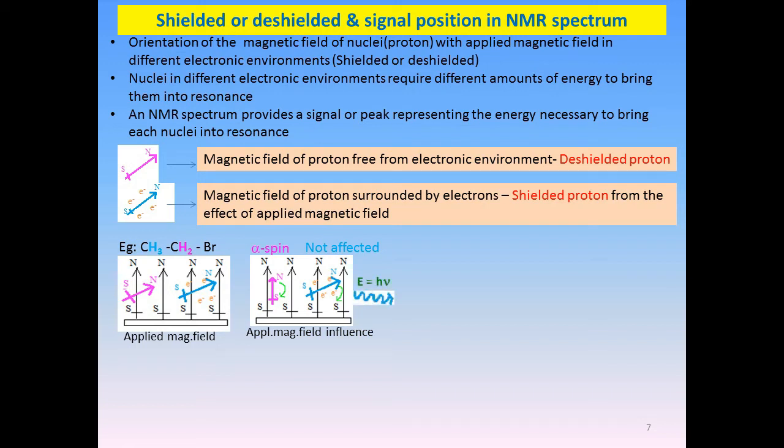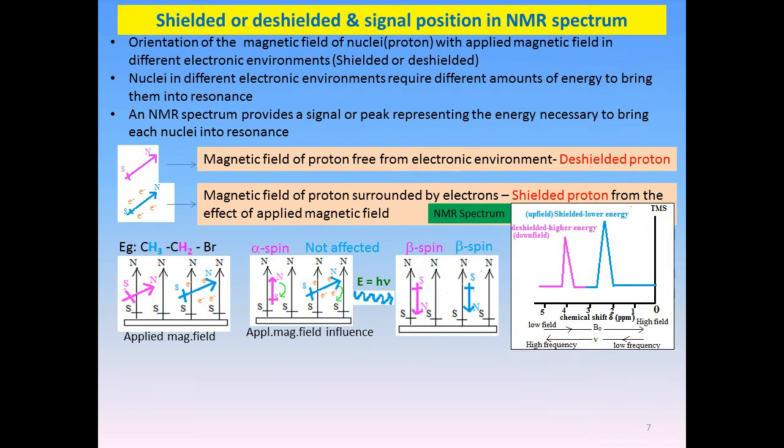And in such a condition, when they are irradiated by electromagnetic radiation of the proper required frequency, then the resonance takes place. So resonance is the flipping of proton from alpha spin to beta spin. This is how the resonance happens, by absorbing the required frequency of the radiation. But the amount of the radiation will be different for both the protons. Based on that, we can expect the NMR spectrum.